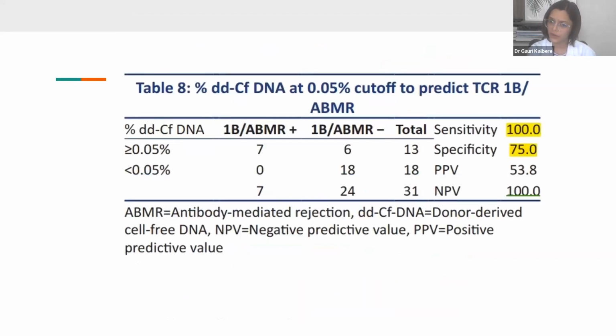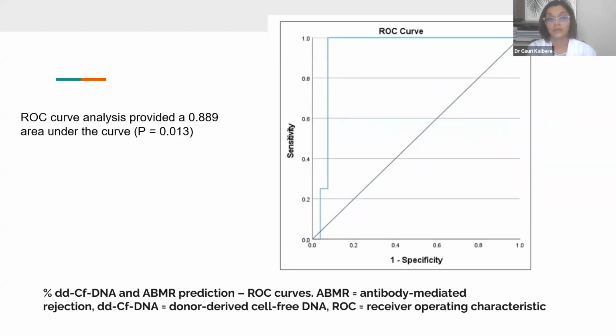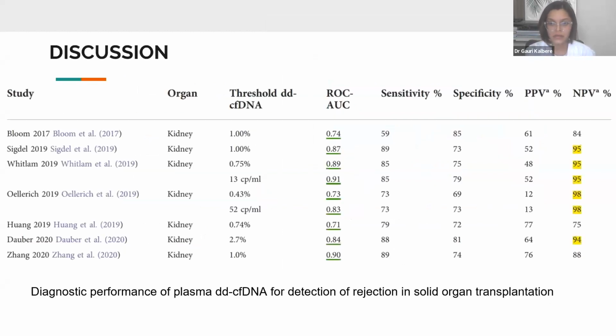Now, at 0.05 cutoff to predict whether TCR1B or ABMR, again it is showing consistent results, with specificity of 75, sensitivity of 100, and negative predictive value of 100. So the results are consistent if we consider higher stages of rejection, that is TCR1B or ABMR. This figure shows an important value of 0.889, which was derived from this study, which is definitely significant, the curve from the study. Shall I go ahead with the discussion?